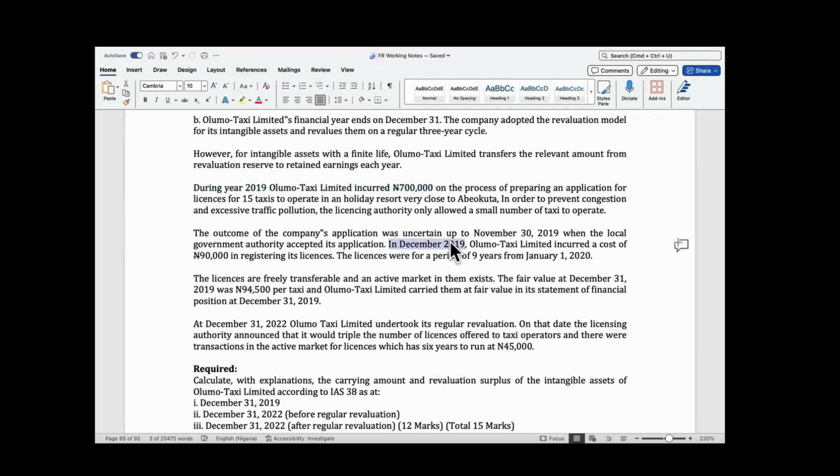However, in December, he spent 90K to register the licenses. All the licenses, he only spent 90K, right? And they gave him 9 years from the next year, counting from January 1st, 2020. So this 90,000 will be capitalized as an intangible asset. So only 90,000. The 700K will be expensed.